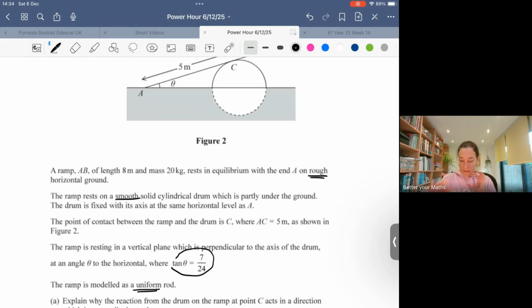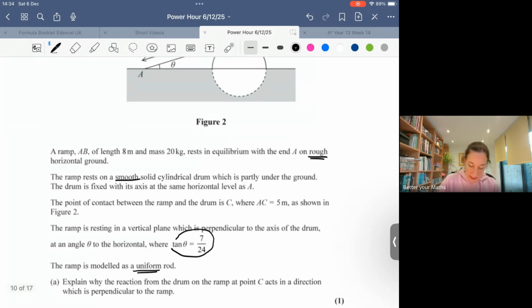So this is probably the most important information that we can get from there. Then we have to explain why the reaction from the drum on the ramp at point C acts in the direction which is perpendicular to the ramp.